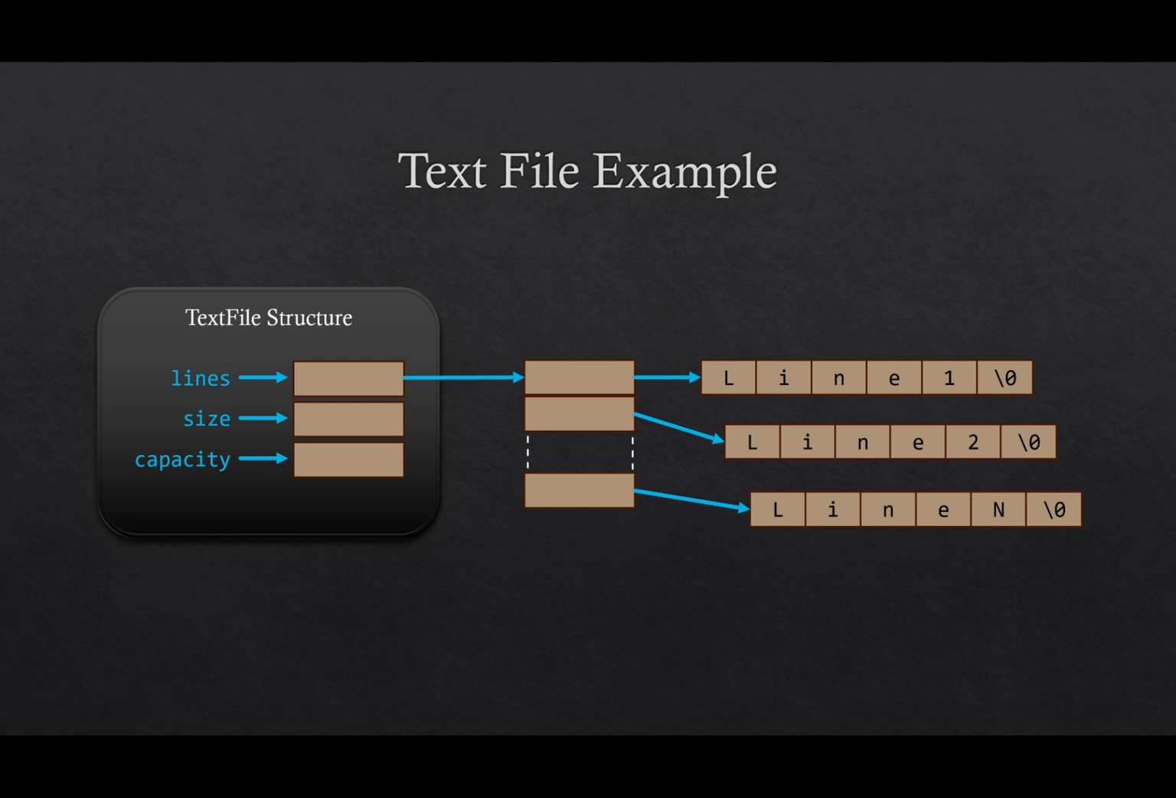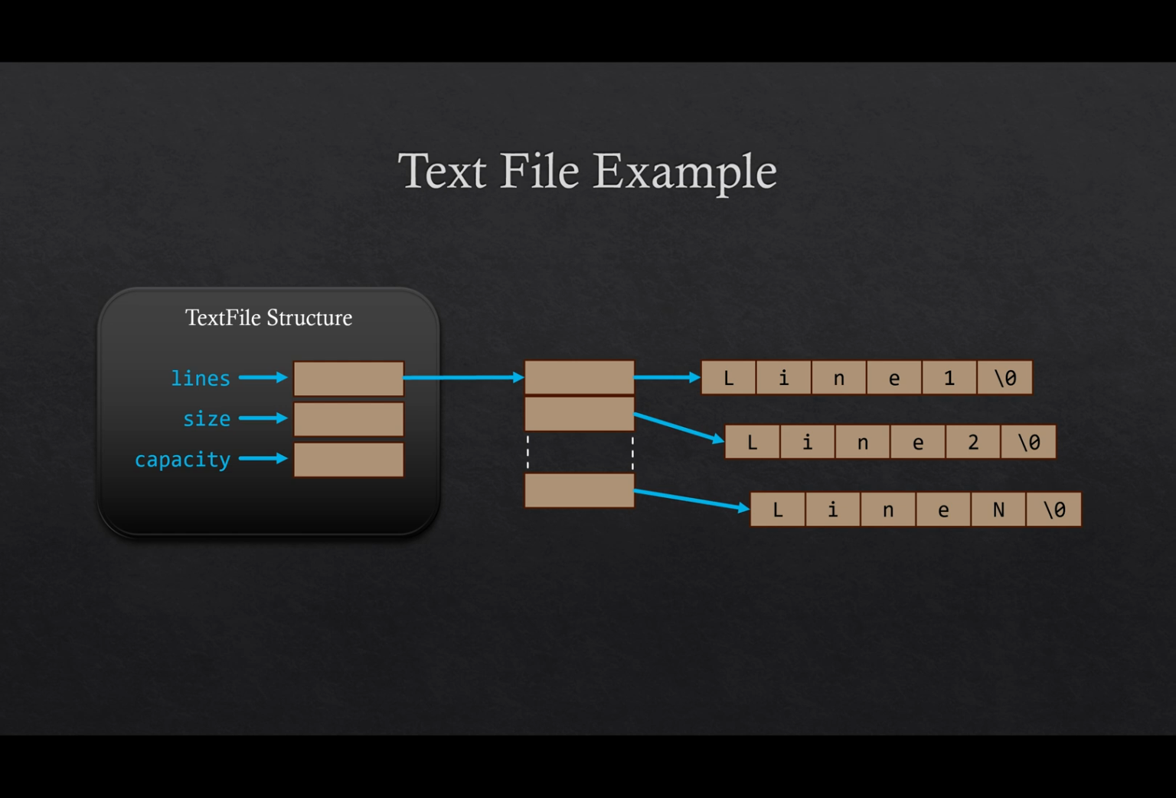The other two members of the structure are size, which is the number of lines, and capacity, which is the maximum the size can be without having to reallocate the array. So it's the capacity, the allocated size of the array, if you will. Size being the actual number of lines in the array, how much of the array is full, and capacity being how big the allocated space is.